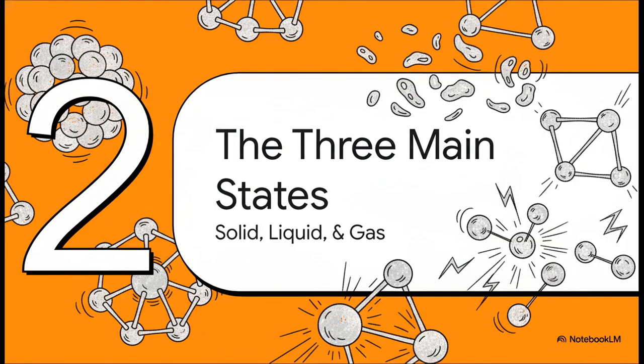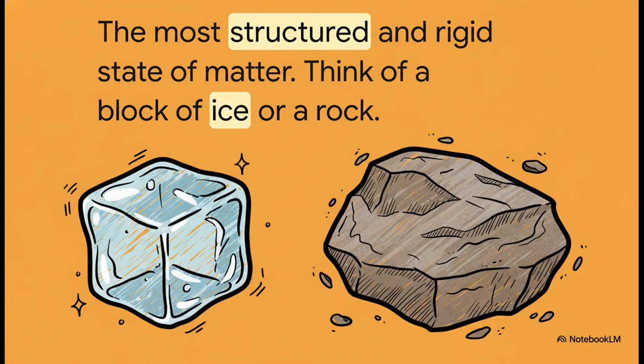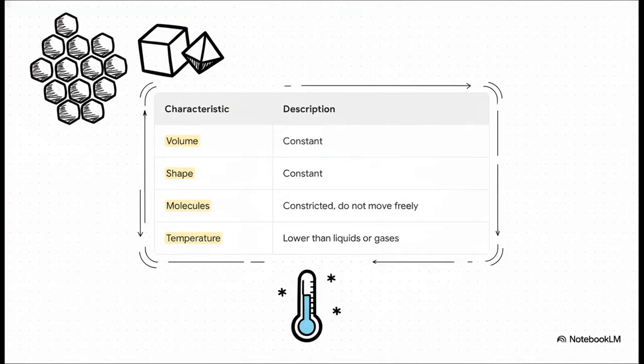So what happens when these atoms and molecules start hanging out together? Well, how they behave in big groups is what gives us the three main states of matter we see all the time: solids, liquids, and gases. First up, let's talk about solids. This is the most rigid, most structured state of matter. Think of an ice cube, a table, a rock. You get the idea.